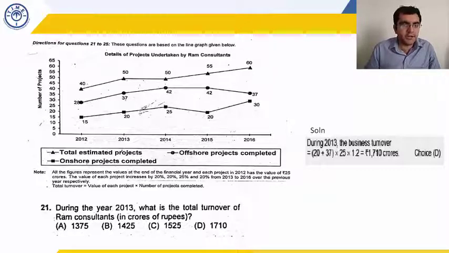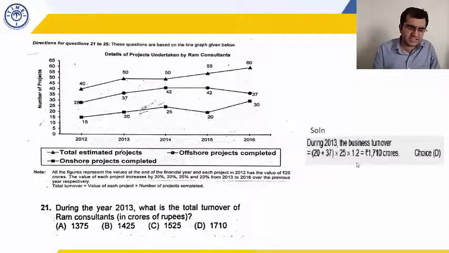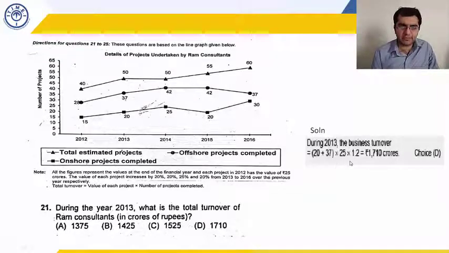Option number D. Total projects into cost per project. So I was able to mentally calculate this as well because I just increased it by 20%. Otherwise, of course, you keep multiplying again and again. But it's easier: multiplying by 1.2 is going to take time, whereas finding 20% and adding is very quick.